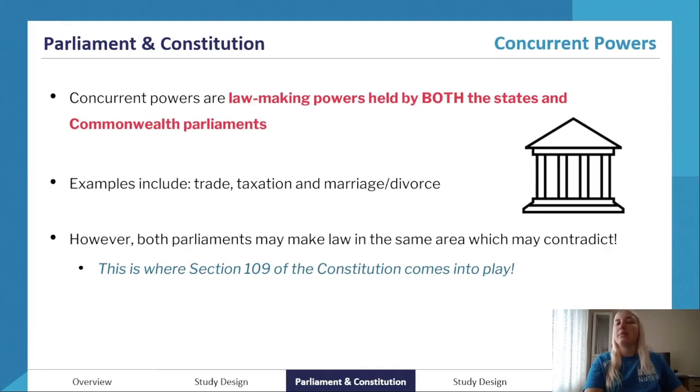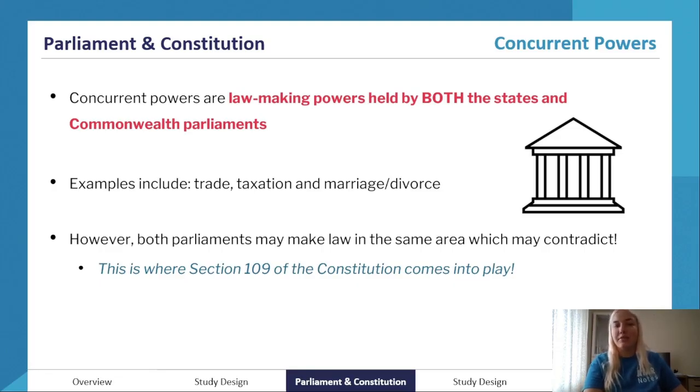First of all, what are some examples of concurrent powers? So things like trade, taxation, and laws around marriage and divorce. So, for instance, with the taxation example, if we have a think about this, how's that concurrent? So, if we look at Commonwealth Parliament level, that would include the tax you get on your income and your tax return.